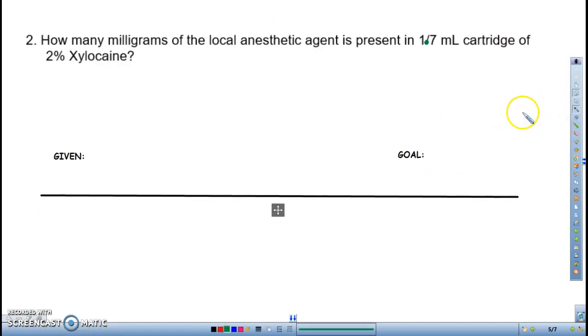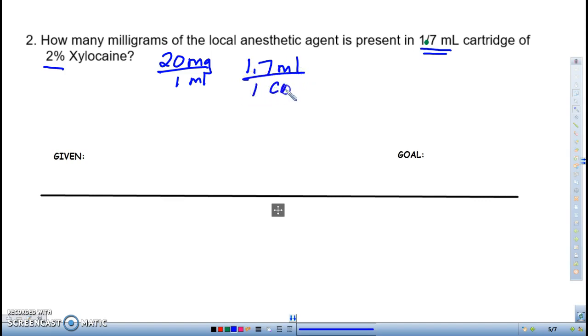I like to list out what all my givens were first. I was given this 2%. Well, how do you change that to milligrams per milliliter? You multiply by 10. I have 10 milligrams per 1 milliliter of this drug. That was an easy calculation to do in your head. They told me this. I have 1.7 milliliters in 1 carp. They want to know how many milligrams of this anesthetic agent are present in a 1.7 milliliter carp of 2% xylocaine. Well, this is pretty short.